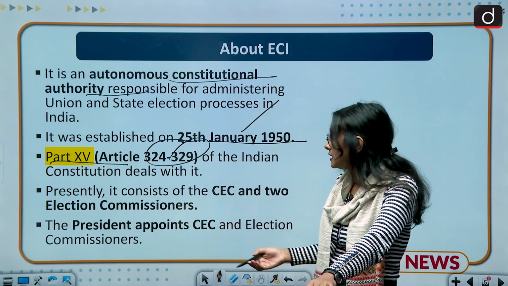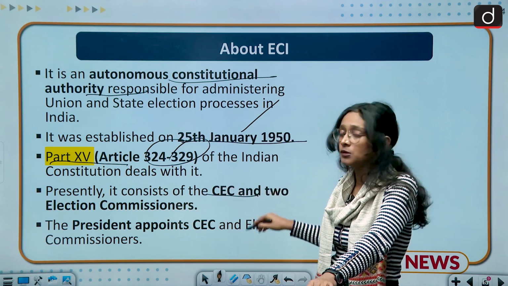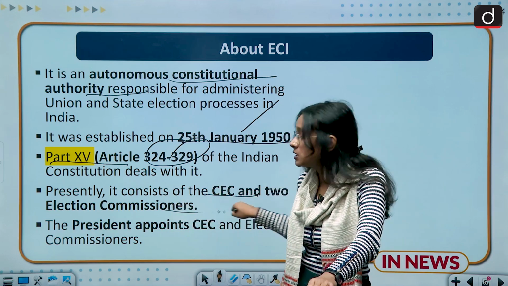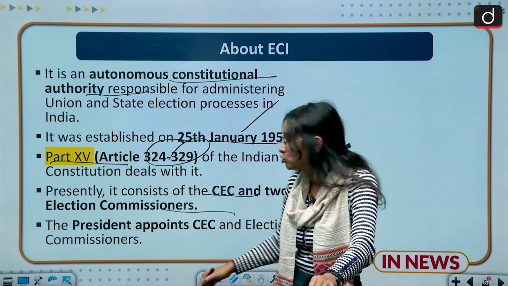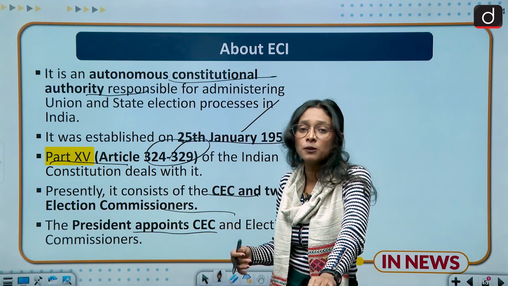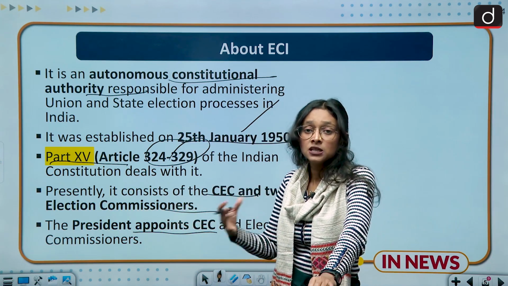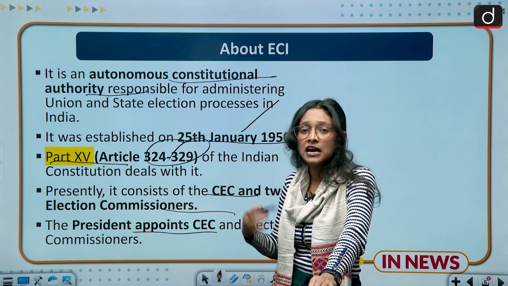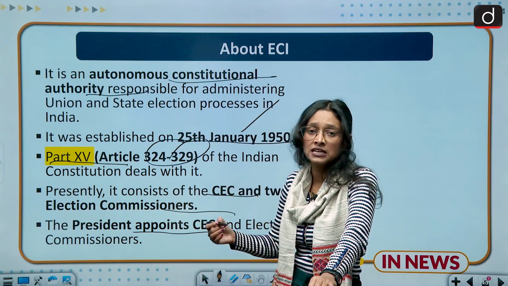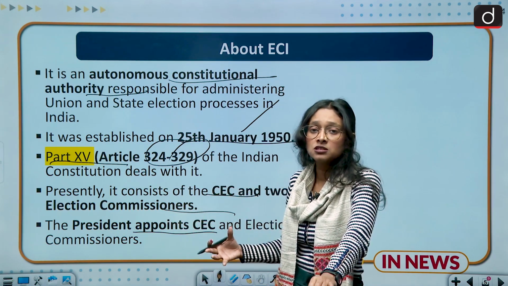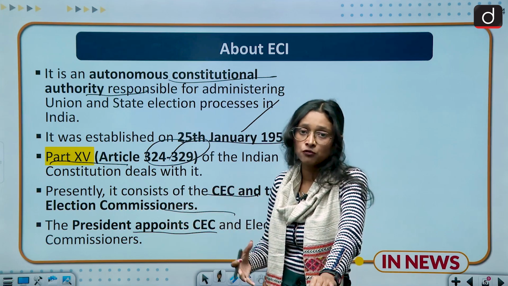And presently we have the Chief Election Commissioner along with 2 other Election Commissioners, and who appoints them? The President of India has the authority to appoint them. In the Constitution we don't specify how many election commissioners there should be in the Election Commission. It depends upon the President, who from time to time has the right to decide how many election commissioners are required. So this is the brief about the Election Commission of India.